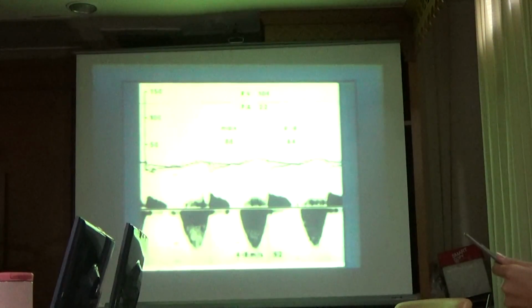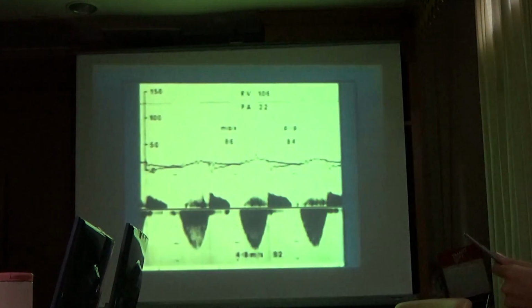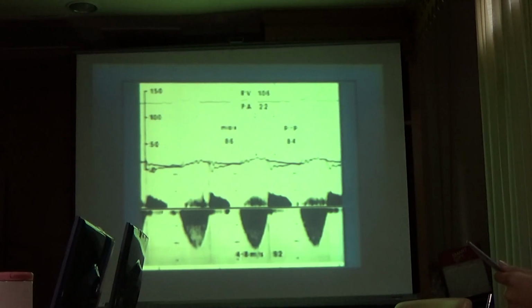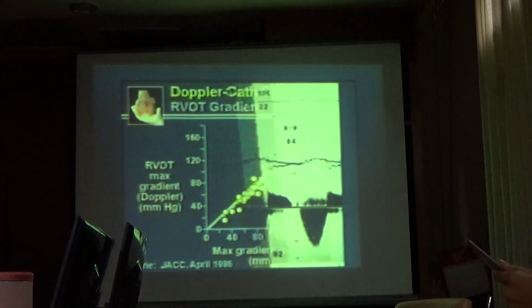Turning our attention to the right-sided obstruction, here's an example of severe right ventricular outflow obstruction. On the top, right ventricular and pulmonary artery pressures are simultaneously recorded along with Doppler trace shown at the bottom. Again, excellent beat-to-beat correlation between gradients can be seen, and you can note that the maximum gradient by catheter technique is 86 millimeters mercury and by Doppler 90 millimeters mercury.